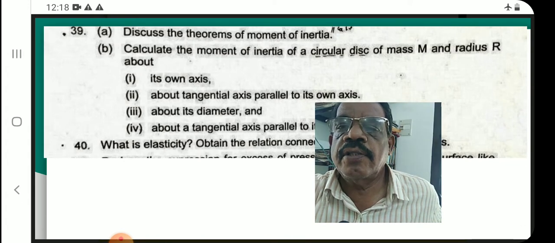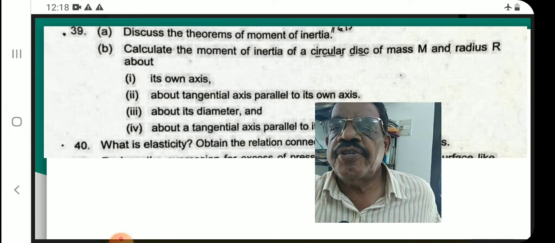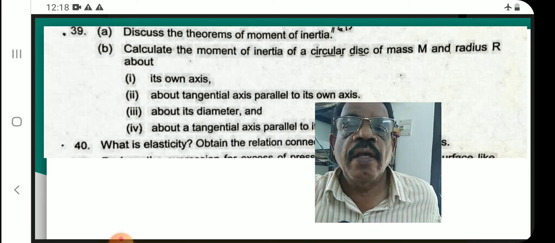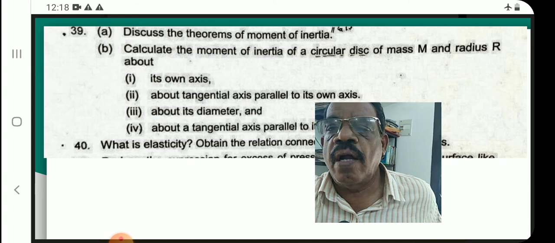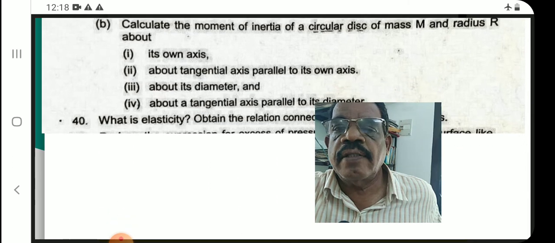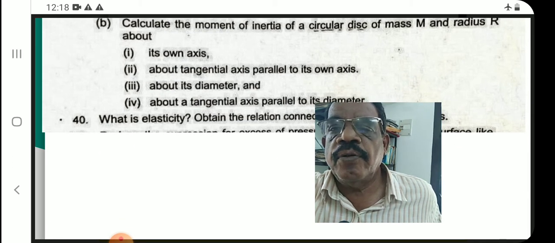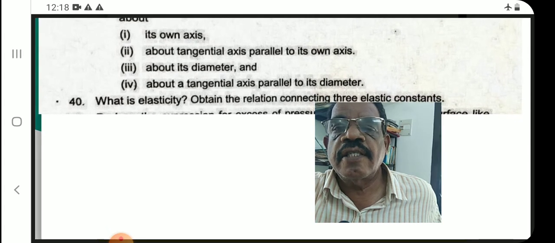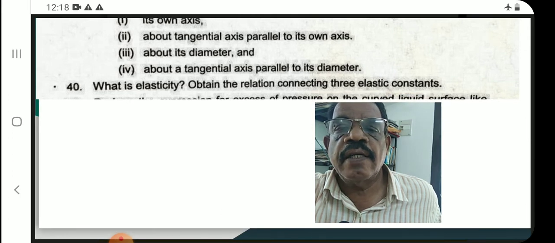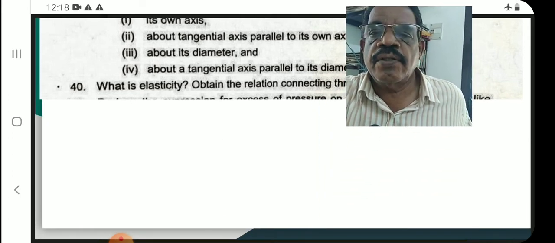Number 39, A, discuss the theorems of moment of inertia. B, calculate the moment of inertia of a circular disk of mass m and radius capital R about 1, its own axis, 2, about the tangential axis parallel to its own axis, 3, about the diameter, and 4, about a tangential axis parallel to its diameter. Number 40, what is elasticity? Obtain the relation connecting three elastic constants.